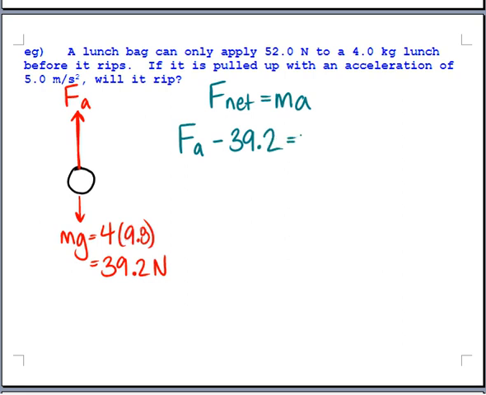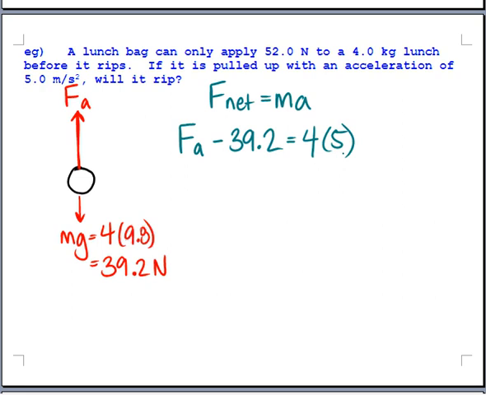FA minus 39.2 equals... this is kind of weird, because usually we know the two numbers that go in the F net side of the equation, but just watch what's going to happen. There's something kind of cool. FA minus 39.2, shoot, we don't know what that applied force is. But what is cool is we know the mass. We've got a 4 kilogram lunch. And this time we're given a different piece of information. We're given the acceleration, it's 5 meters per second squared. That's usually the unknown.